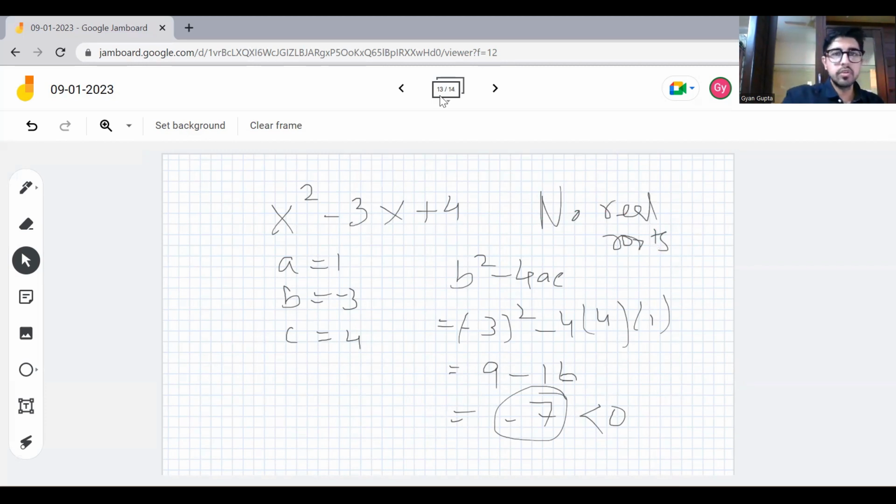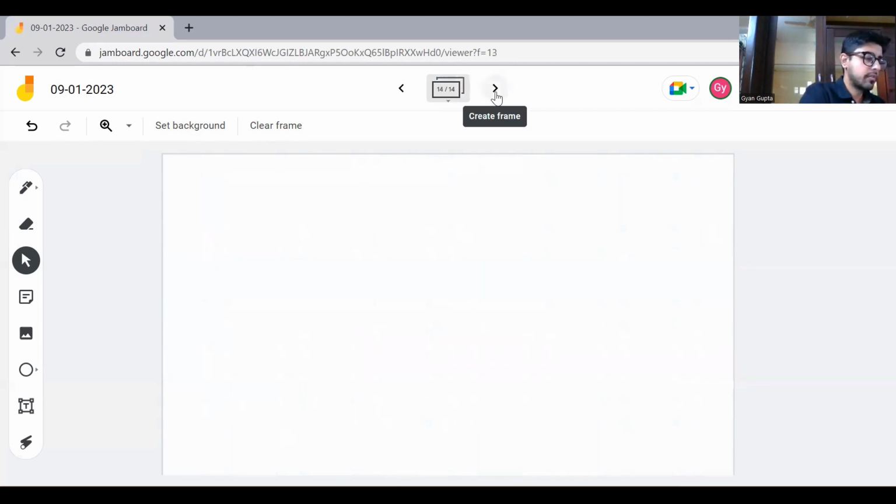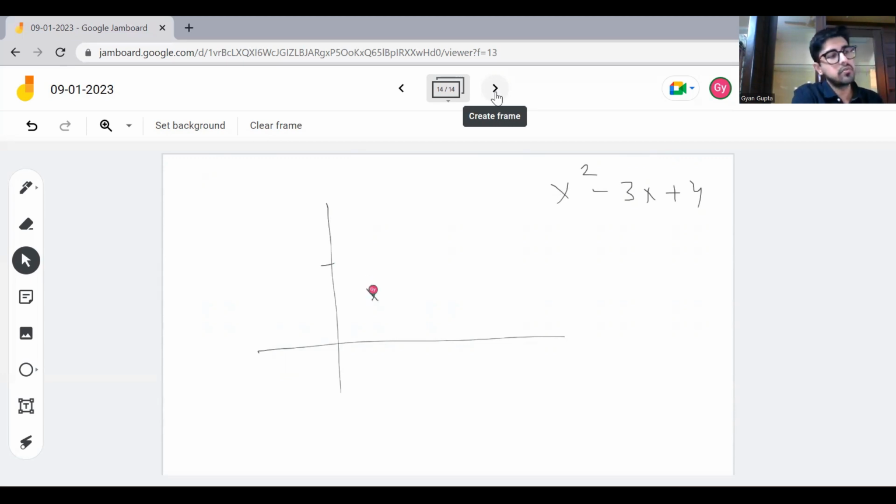What we can also do with this equation is plot it and verify. x square minus 3x plus 4. When x is 0, y is equal to 4. When x is 1, y is equal to 1 minus 3, which is minus 2, plus 4, which is 2. When x is 2, y is equal to 4 plus 4, 8 minus 6, which is again 2. So when we plot this graph, you will see that it is something like this. First thing we observe is a is greater than 0, hence upward.